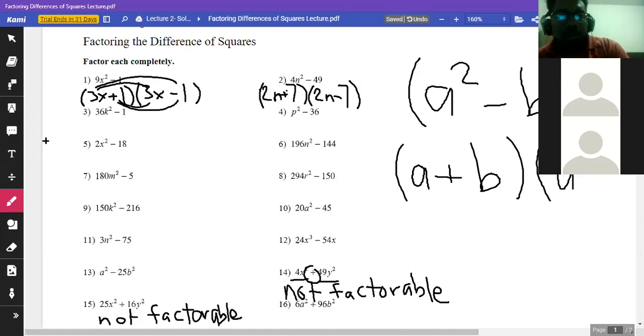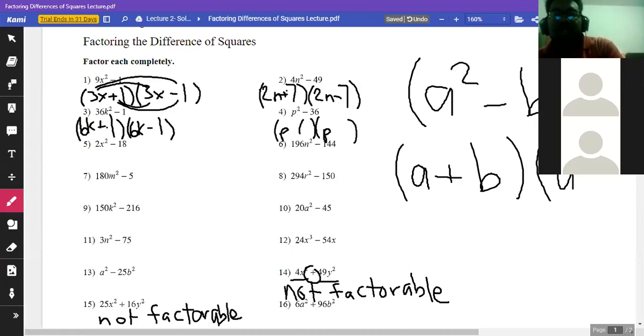All right, number 3. So the square root of 36k squared gives me 6k. The square root of 1 is 1. Then I have a plus here and a minus, and I'm good. Number 4, square root of p squared is just p. Square root of 36 is 6. I add a plus, I add a minus, and I'm done.